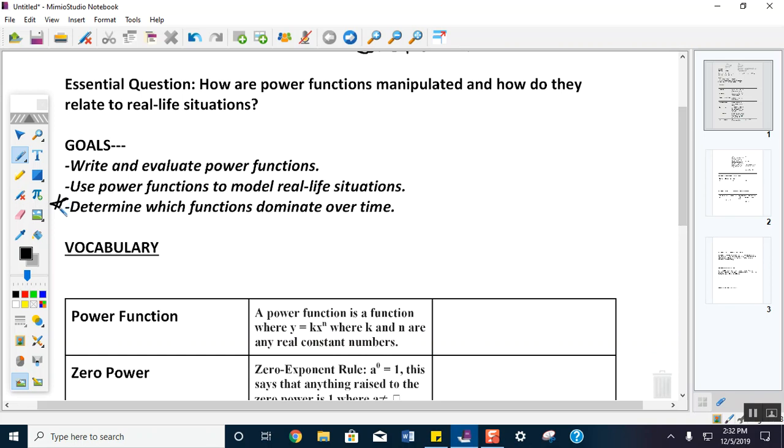Okay. Now, dominate just means that over time, which function has a higher y value over time. Okay, and we'll talk about that.